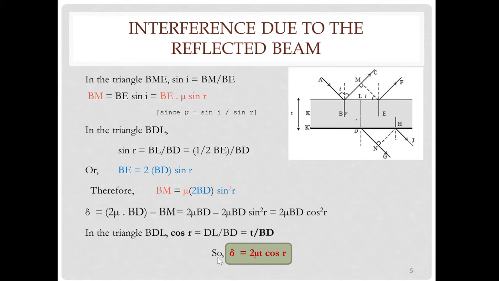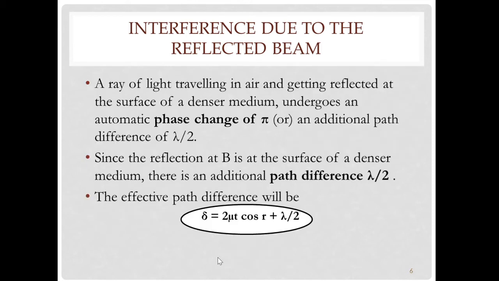So this is the expression for the path difference for the rays undergoing interference due to the reflected beam. And if a ray of light traveling in the air is reflected at the surface of a denser medium, it undergoes an automatic phase change of pi, or an additional path difference of lambda by 2.